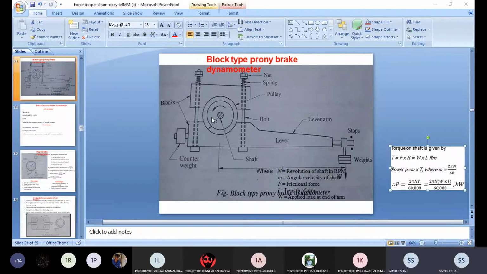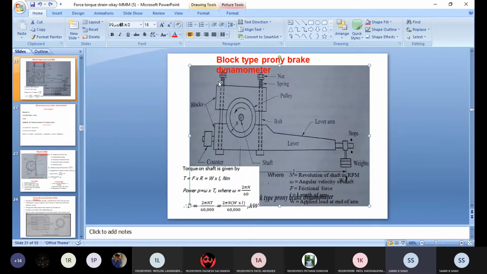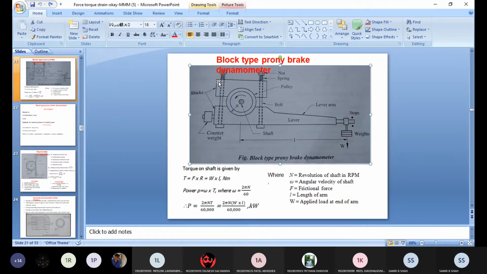This is the spring and nut. It is given because whenever the pulley starts to run, this block may not join itself. To join properly and tighten properly, that's why we are providing a spring and nut, which can maintain the proper tension, and yes, we get the proper result.